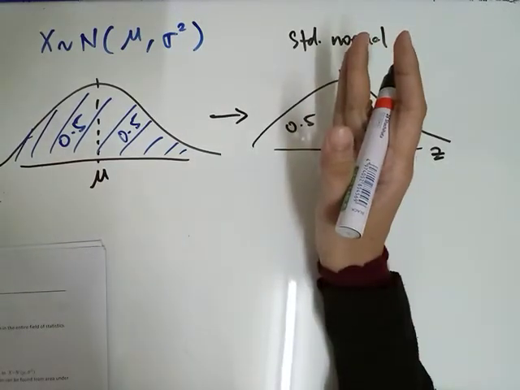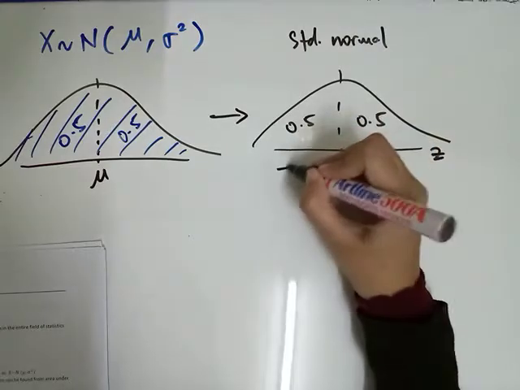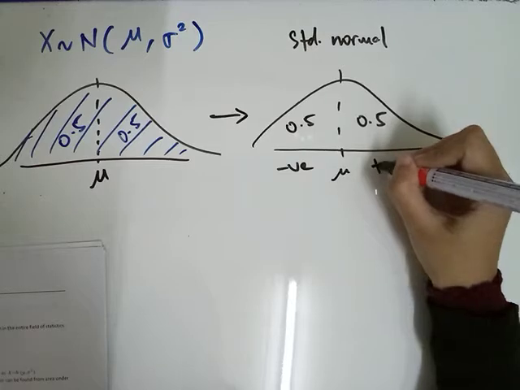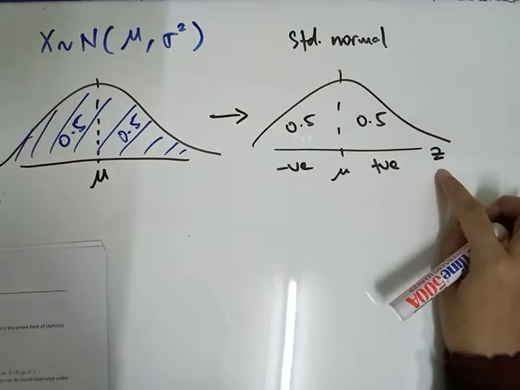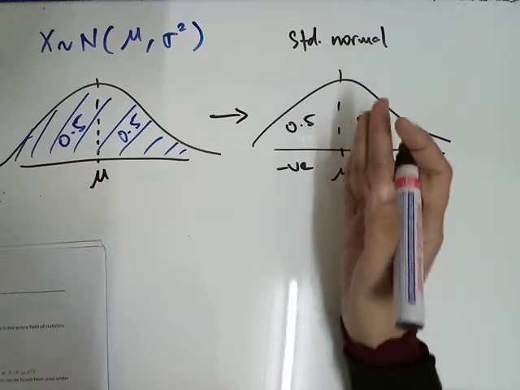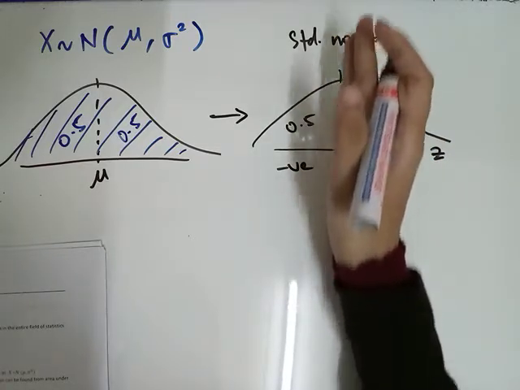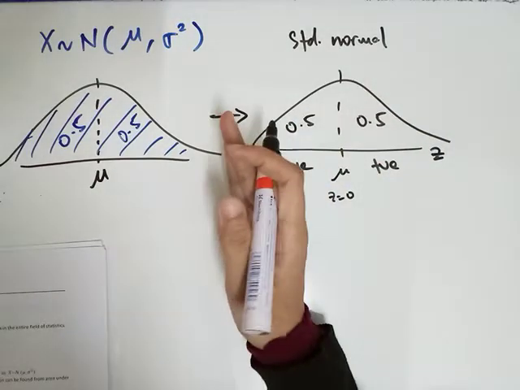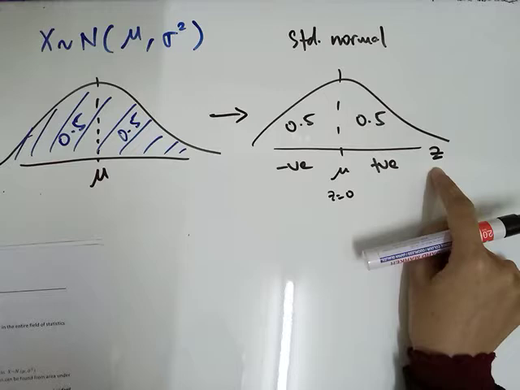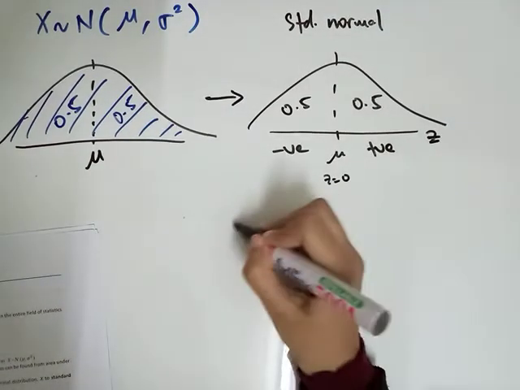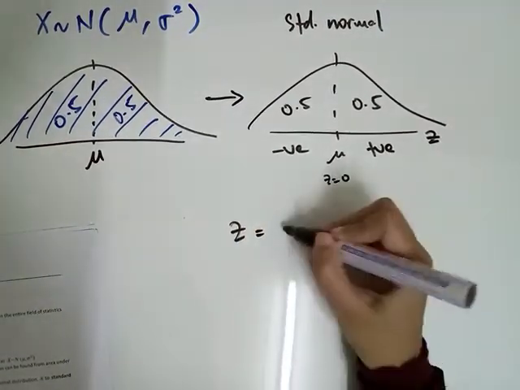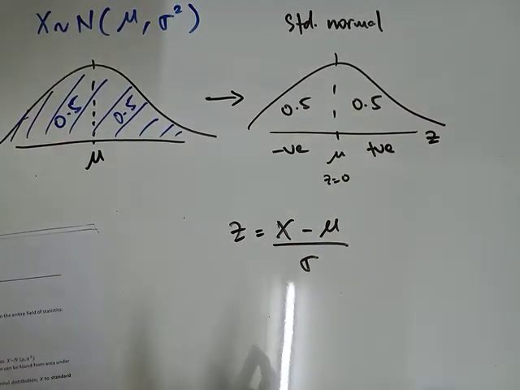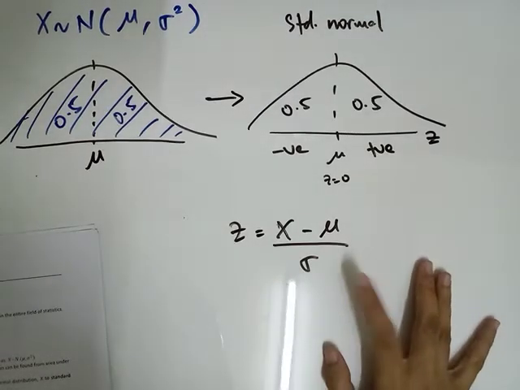From the center, on the left it is a negative value, and on the right it is a positive value, for z. At the center, the z value is 0. To find the z value, we must use the formula z is equal to x minus mean divided by standard deviation.